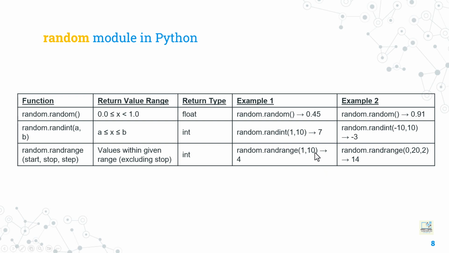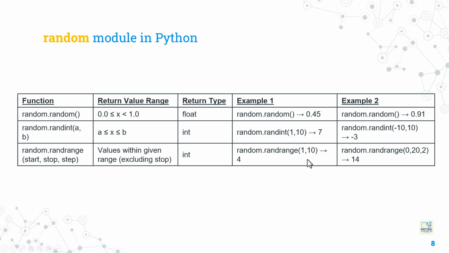By the way, it can be used with or without the step value. So in this example, the step value is not used. In this example, the step value is used. Here it is written 1 comma 10, so the start and stop are being used. But here we have 0 comma 20 comma 2, so there is start, there is stop, and there is step value also. So step value is not compulsory to use. You can use it or you can skip it.